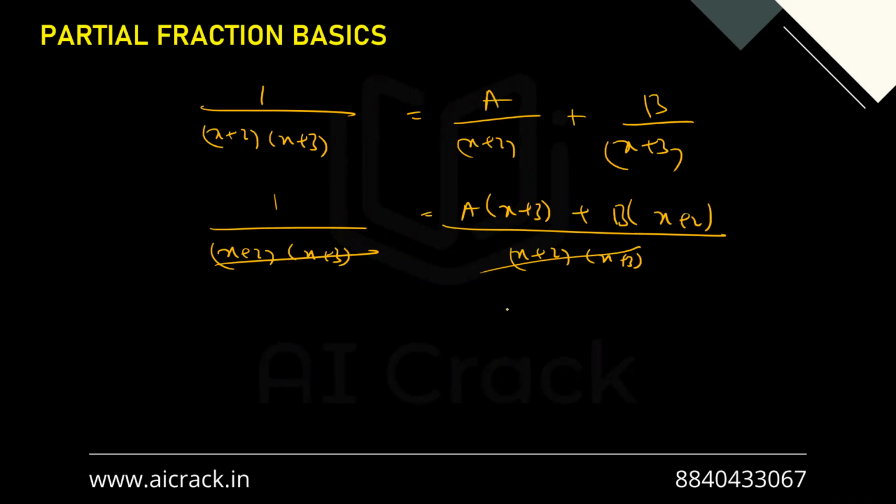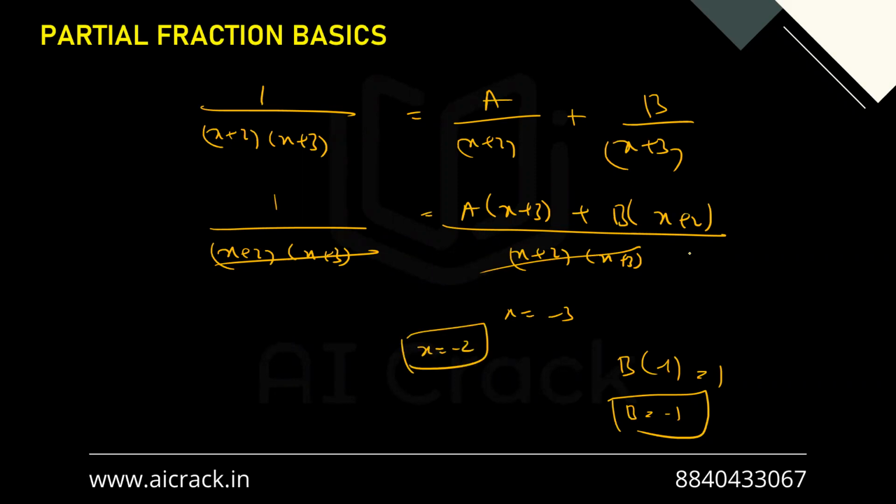So what I'll do, I'll keep first x equals to minus 3. That would make this a 0, and this would become b times minus 1 equals to 1. So b equals to basically minus 1. Similarly, if I keep x equals to minus 2, this will become 0, and this will become a times 1 equals to 1. So basically a equals to 1. So this is how you have to solve for the factors a and b.